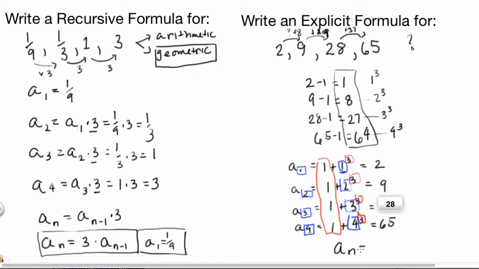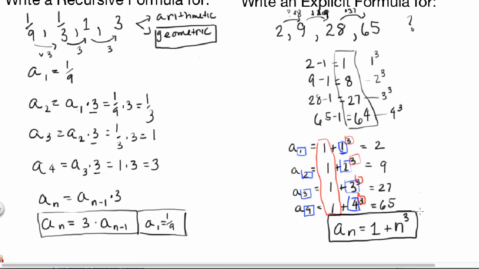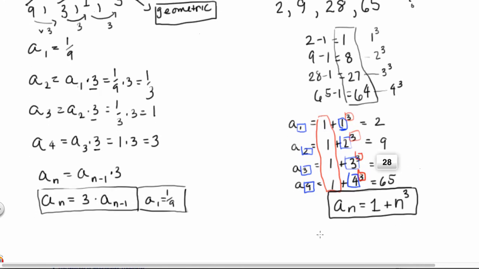Let's put it together. A sub n equals 1, the one that doesn't change, plus the one that changes, which is just n cubed. Now notice, we just set this up based on our logic here, but we had to lay it out. That was a great move. Now, let's go ahead and test this. Okay, let's see.